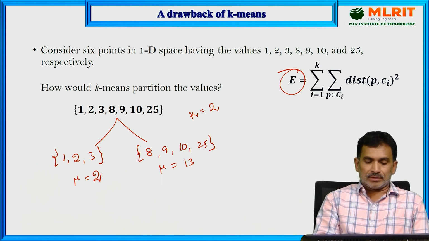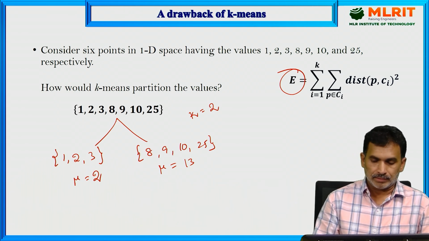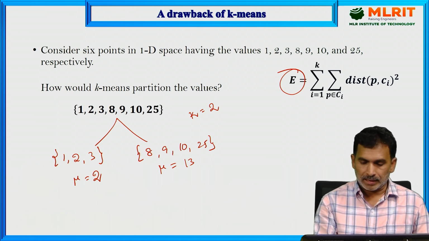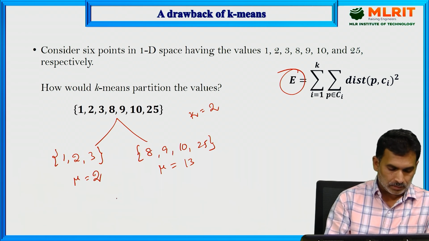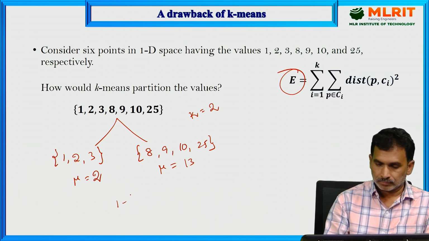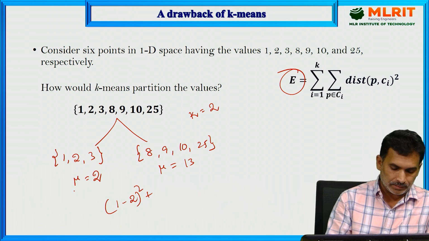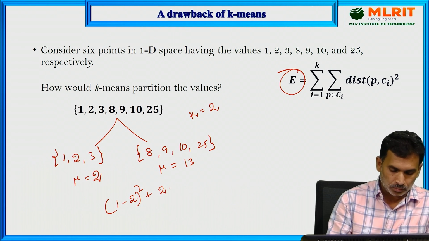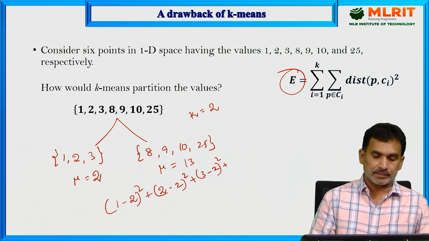If we plug these values into this equation to find the intercluster deviation, we calculate it like this: for the left partition, 1 minus 2 whole square, because 2 is the mean value for this partition, plus 2 minus 2 whole square, plus 3 minus 2 whole square, plus the remaining cluster on the right-hand side, which is another cluster.